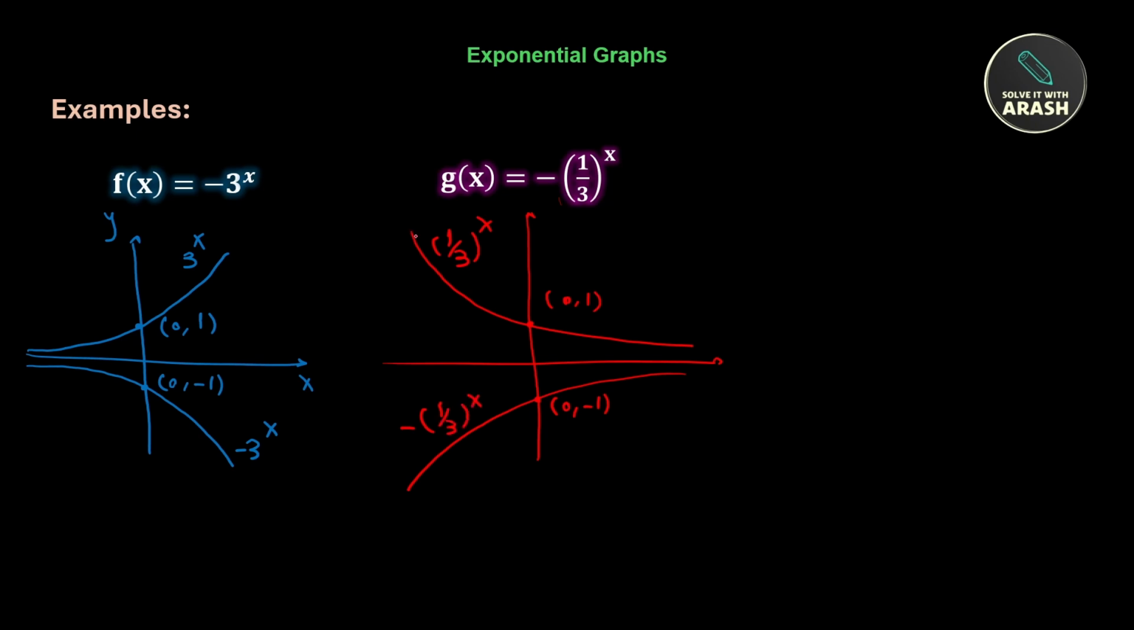As you can see, the first graph on top is decreasing. Now it's actually increasing. For the case of negative (1/3) to the power x, it is an increasing function.